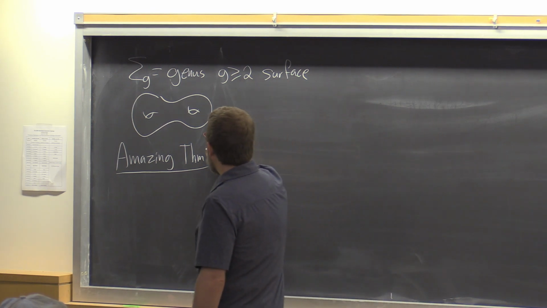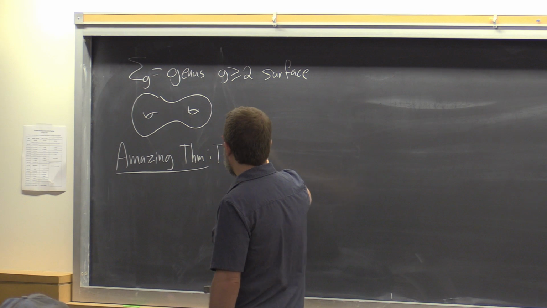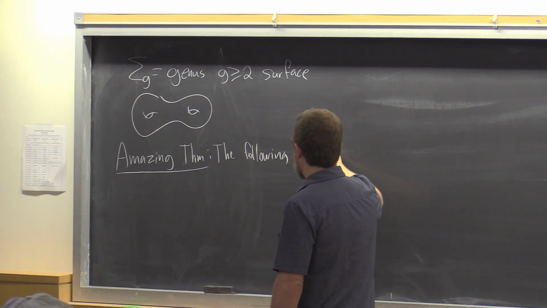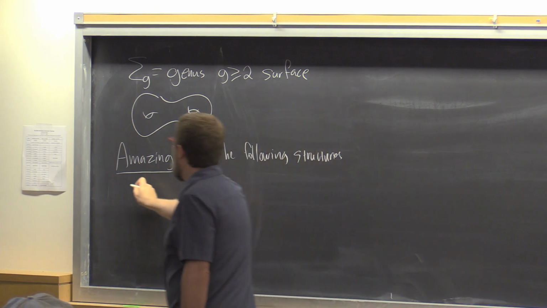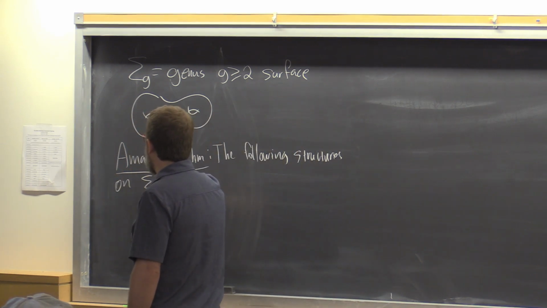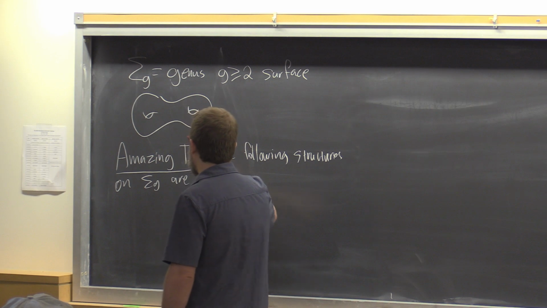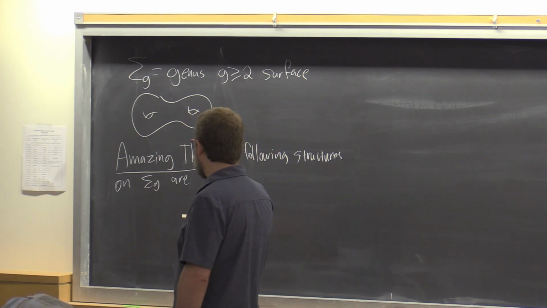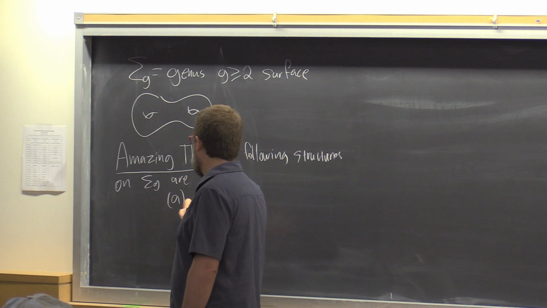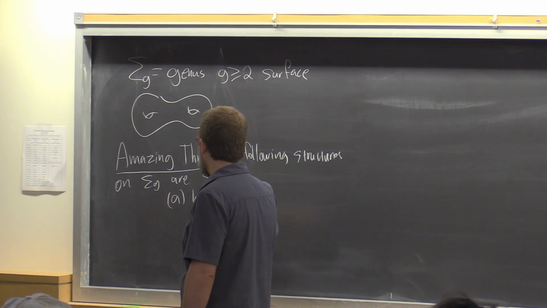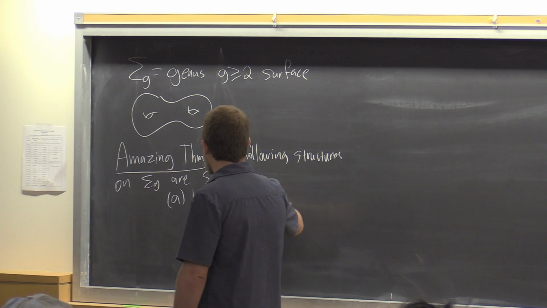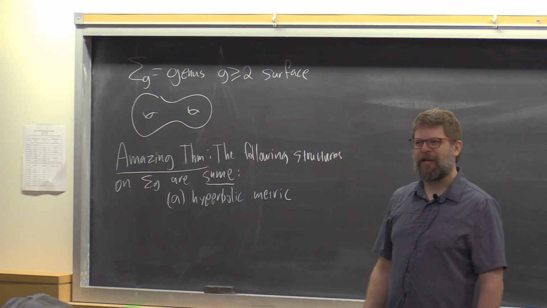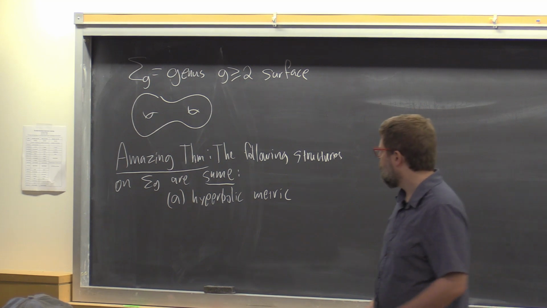So the following structures on sigma G are the same thing. And so I'm going to give you 4 different ones. The first is a hyperbolic metric. So we've seen those in lots of the talks. This is a metric of constant curvature -1. They exist in abundance on surfaces of genus at least 2.